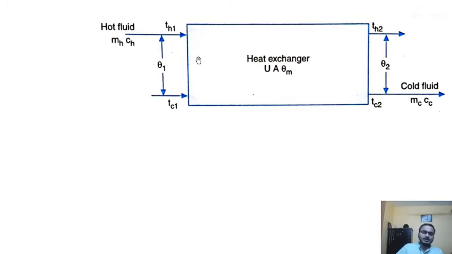Another thing which we have defined is temperature theta, which is not of a particular fluid, but it is the temperature difference of the two fluids at the entry, and theta 2 is the temperature difference between the two fluids at the exit of the heat exchanger. And regarding this formula, that is U A theta m, we will discuss it in this theory now.